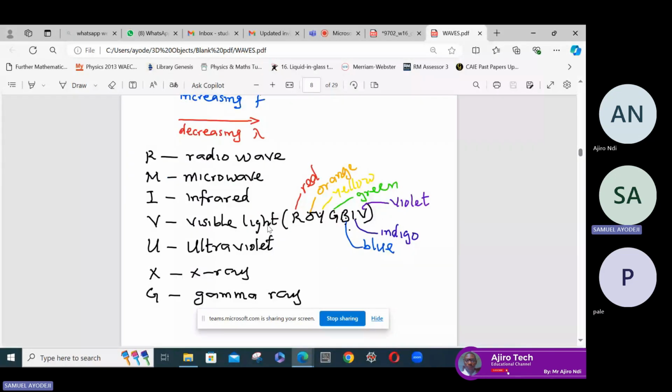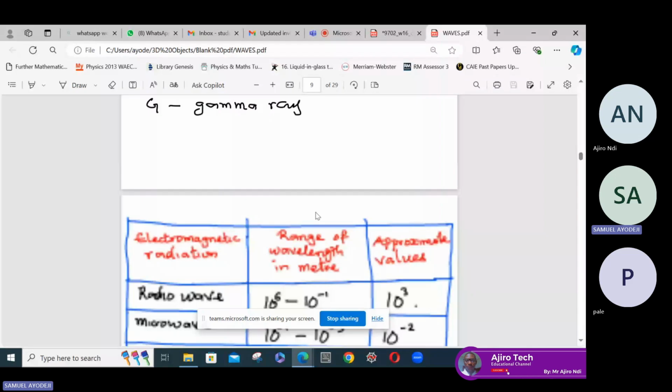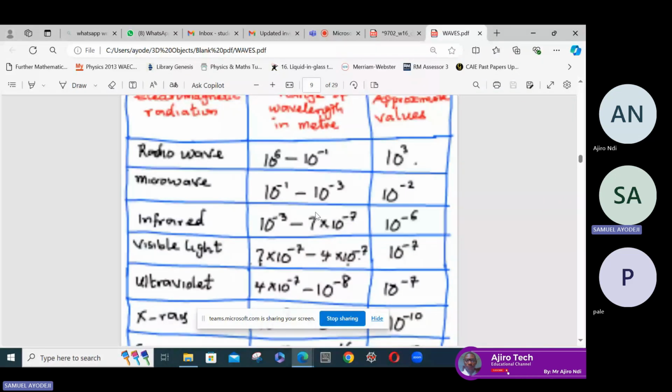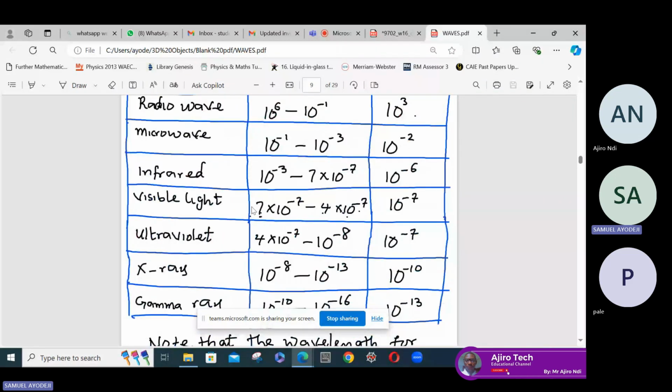Visible light starts from red as the first one, and the last one is violet. We only know the wavelength for the first and the last one; in between, we don't know it. The red one is 700 nanometers, while the violet one is 400 nanometers.